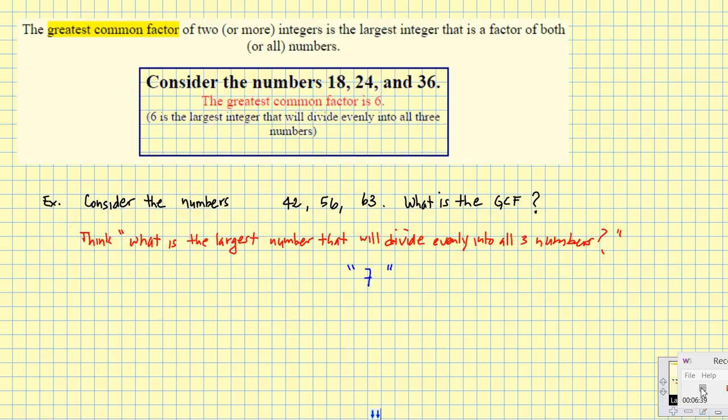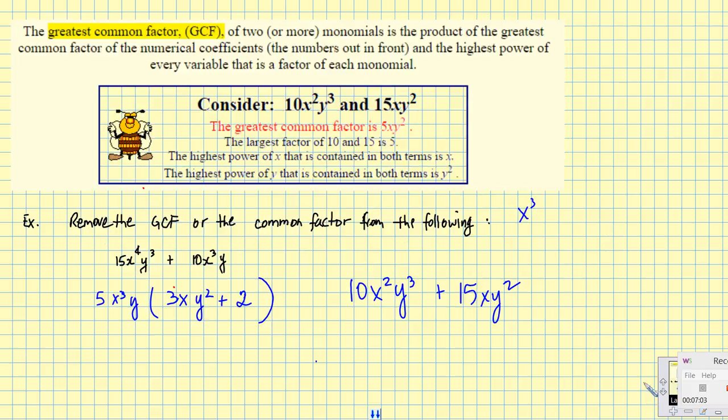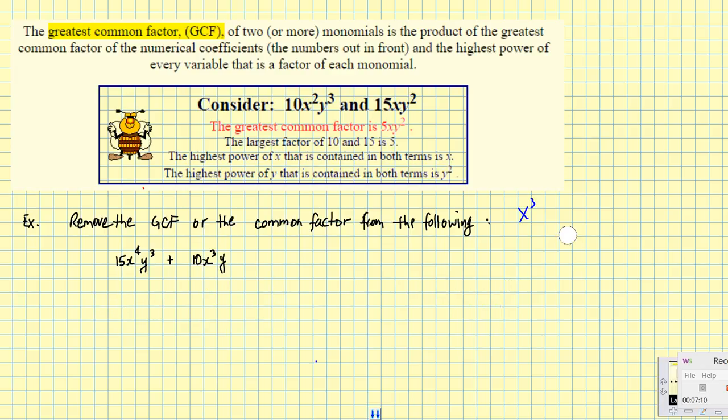All right, so if we were to look at the numbers, for example, 42, 56, and 63, my question could be, what is the greatest common factor? What you're really thinking is, what is the largest number that will divide evenly into all of these numbers, 42, 56, and 63? And the largest number appears to be, in this case, 7. All right, so let's take a look at some other examples.